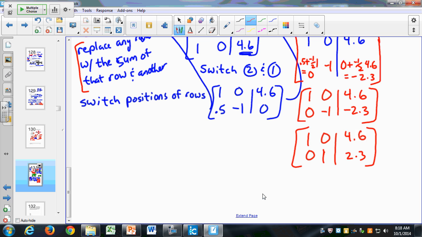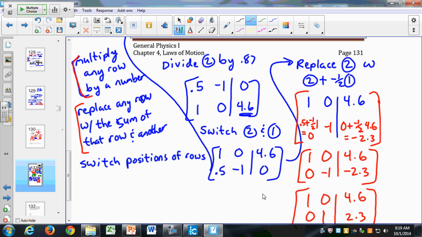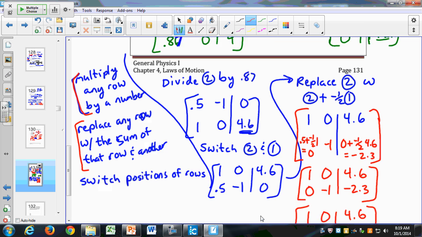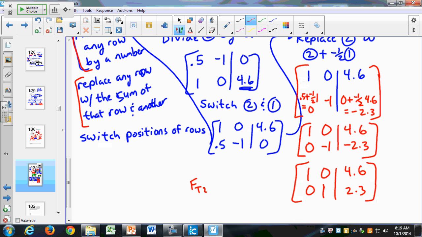That's pretty cool, huh? It's actually very useful, as I said, not because it's easy to do. It's not easy to do this matrix inversion, although I think it's kind of fun. As I said, it's kind of like Sudoku, but it's useful because it allows you to expand solving just a system of a couple equations out to X number of equations, a lot. So if we look back at our original matrix, the way we wrote them, FT2 was on the top, FWA. So we have FT2 equal 4.6, and FWA equals 2.3.